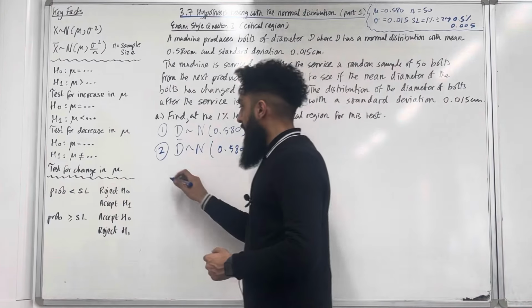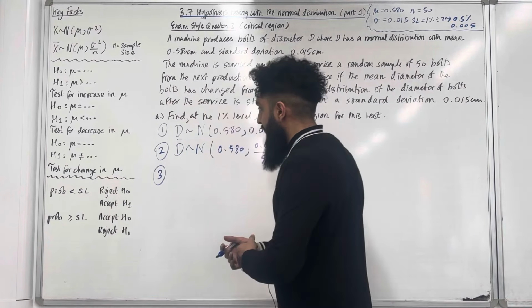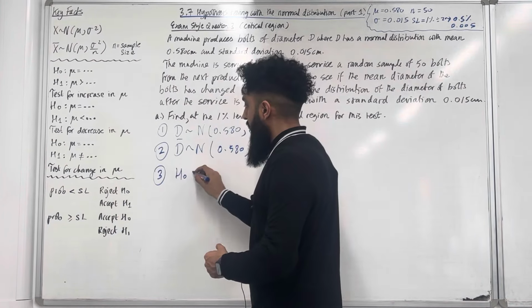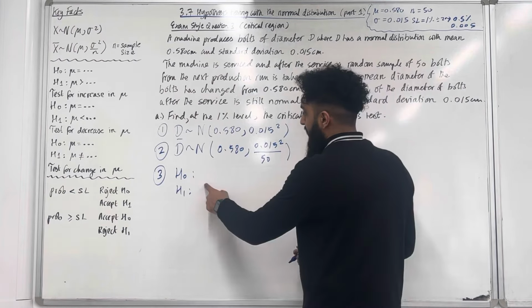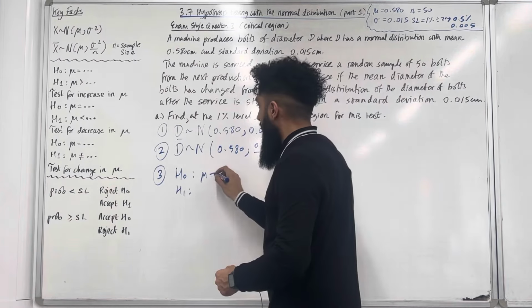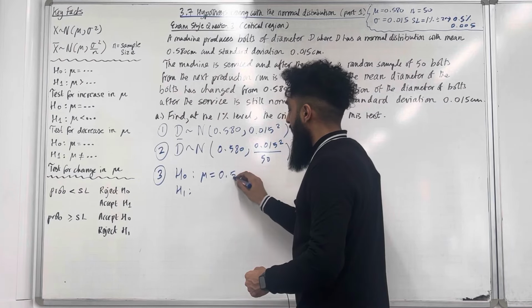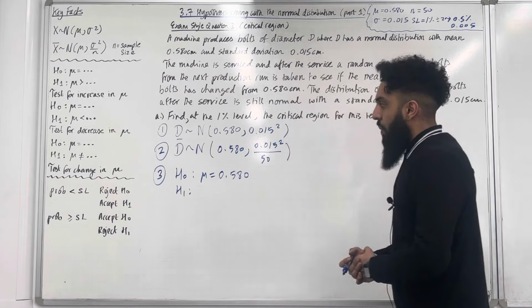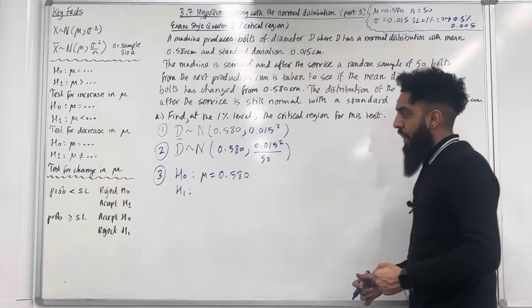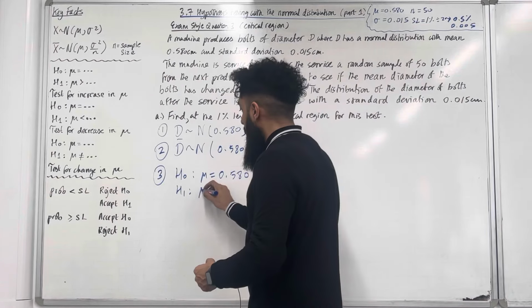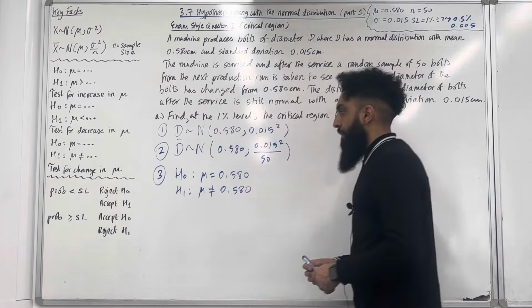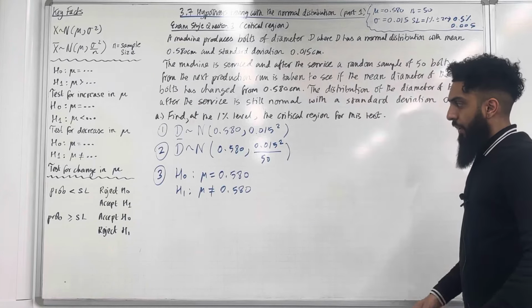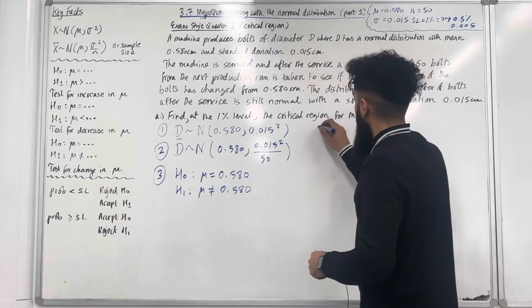So in step number 3, we write down the hypotheses, the null hypothesis and the alternative hypothesis. In the null hypothesis, we're assuming that the mean mu is equal to 0.580. We are testing if the mean has changed. So in H1, we have mu is not equal to 0.580. Okay, on to step number 4.